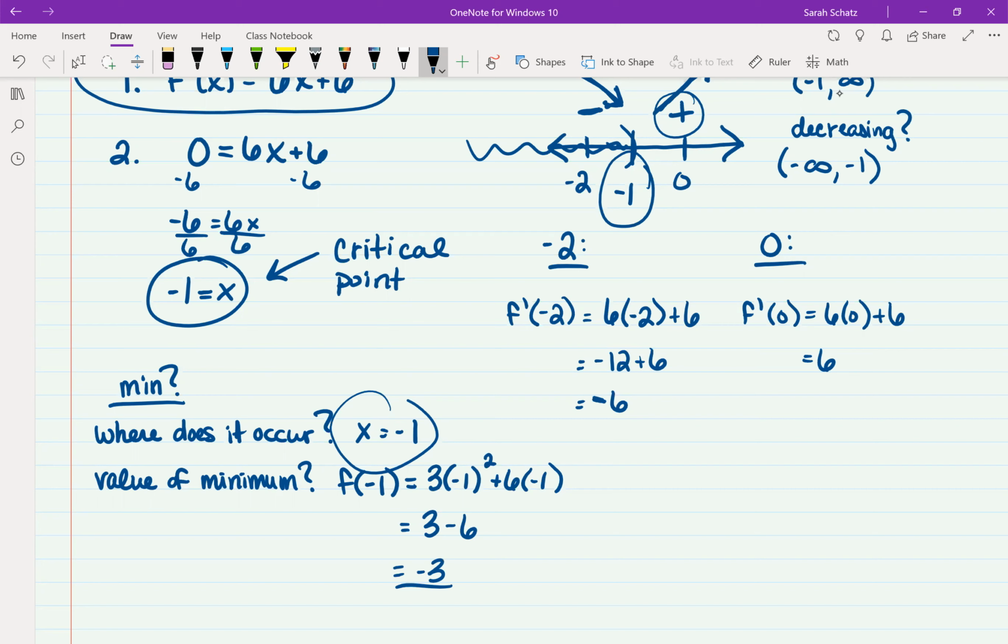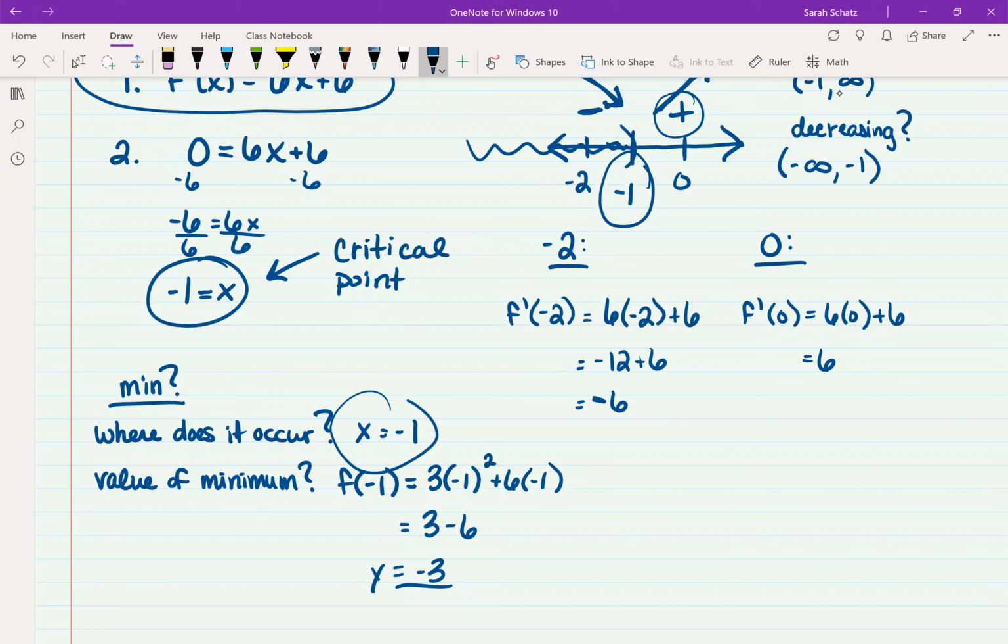I get -3. So where does it occur? It occurs at x equals -1. What is the actual minimum value there? Well, it's -3. It would be a y equals, but I don't think you have to put in the y equals.